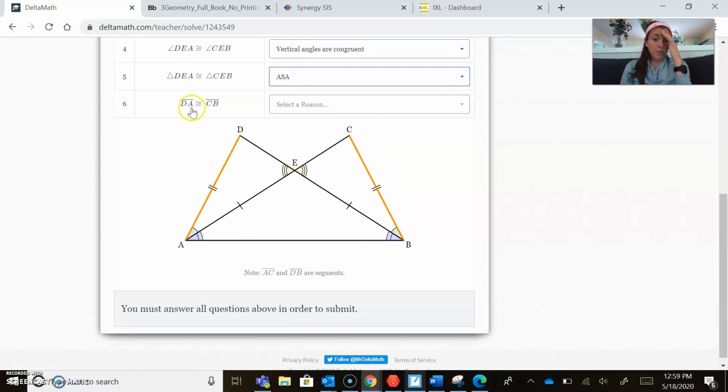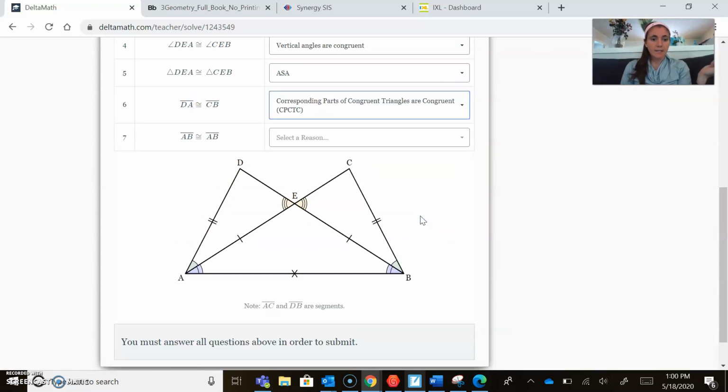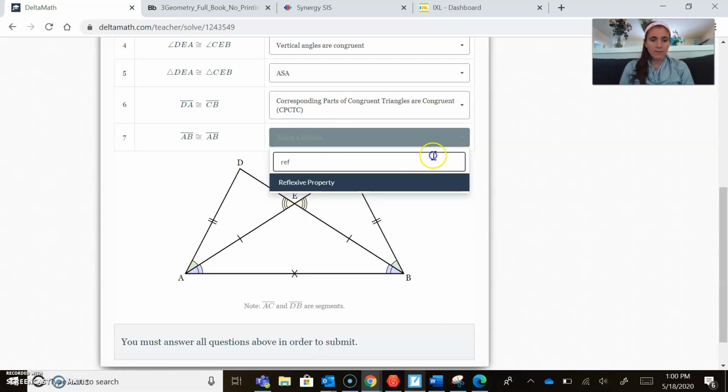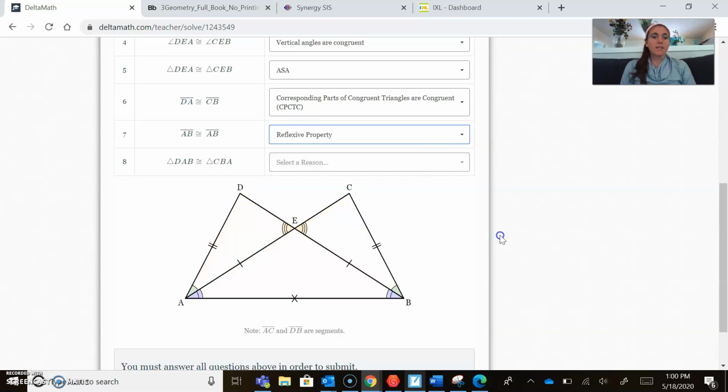Then the last thing they wanted us to prove, DA is congruent to CB because of CPCTC. Then AB would be congruent to AB because of the reflexive property. So now we know that DAB is congruent to CBA. What would our reasoning be there? Well, we've got all three sides actually. We don't have this top section. We have a side, an angle, and a side.